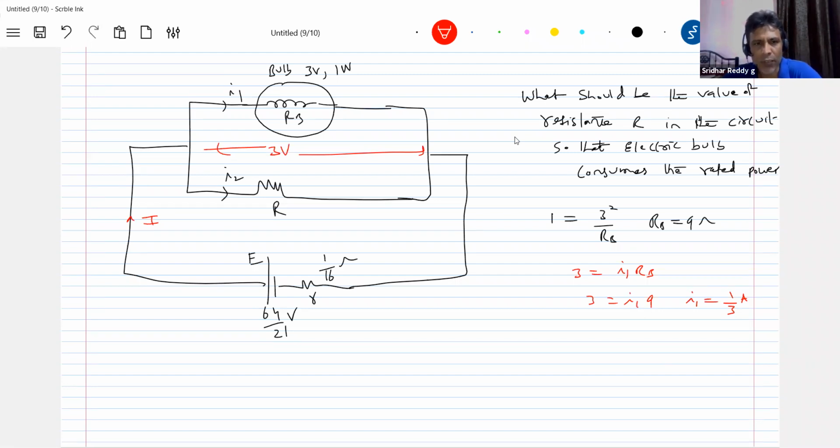Next, what should be the value of R, so that these conditions are met? The power dissipated here should be 1 watt. So we got the value of I1. What is I2? I2 you can write as I minus I1. So let's write the loop equation: plus E minus I2 R minus I into R equal to 0. Now I2 we can write as I minus I1.